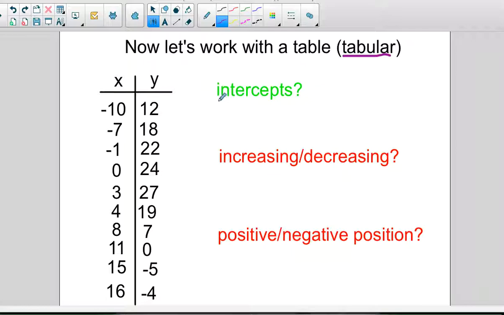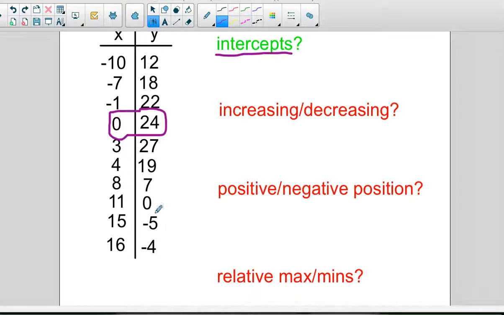So you think about intercepts. Basically, a y-intercept is where the x equals 0. So we have this. This is our y-intercept right here. And an x-intercept is where the y value is 0. So we do have one of them, which is right here at 11, 0. And again, could there be more? Maybe, but from the data, those are the only two that we can say for sure are intercepts.